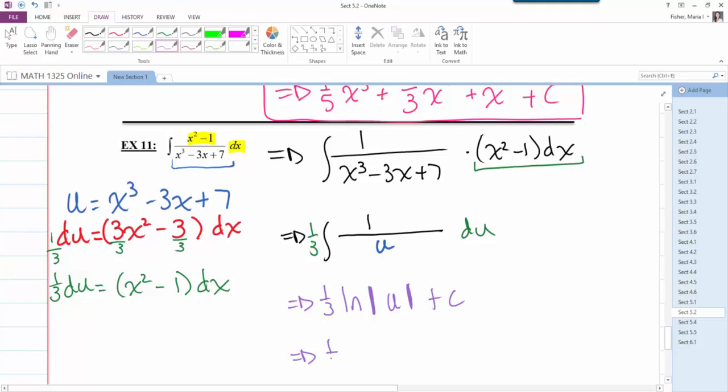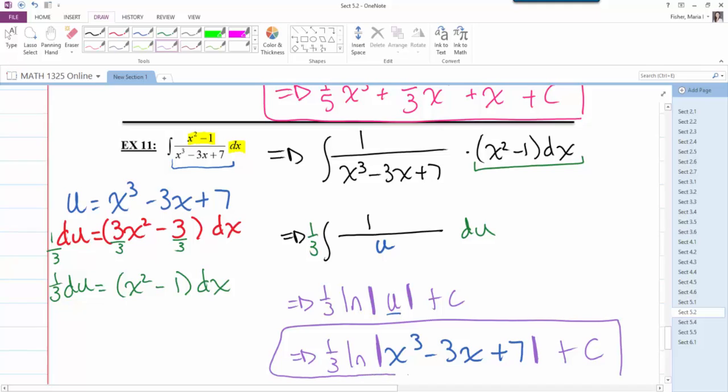And the last thing I do is I get rid of my u's and put my x's back in. So this becomes x cubed minus 3x plus 7 plus c. So the integral of x squared minus 1 over x cubed minus 3x plus 7 dx is 1/3 times the natural log of the absolute value of x cubed minus 3x plus 7 plus c. That's it for section 5.2.